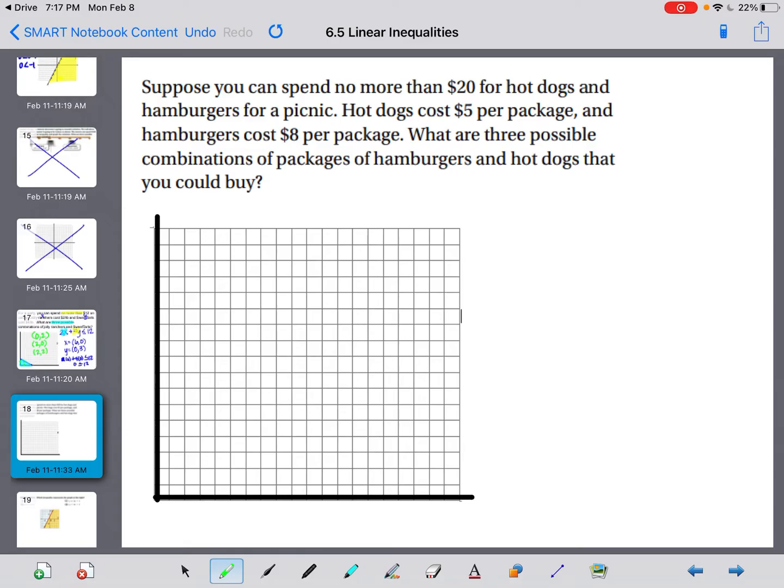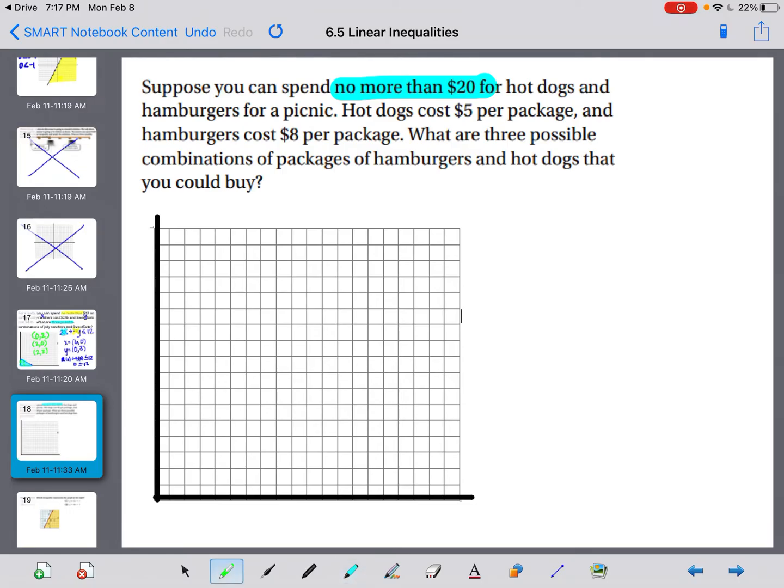Okay, so same idea. Suppose you can spend no more than $20 for hot dogs and hamburgers for a picnic. Hot dogs are $5 per package and hamburgers are $8 per package. What are 3 possible combinations of hamburgers and hot dogs that you could buy?